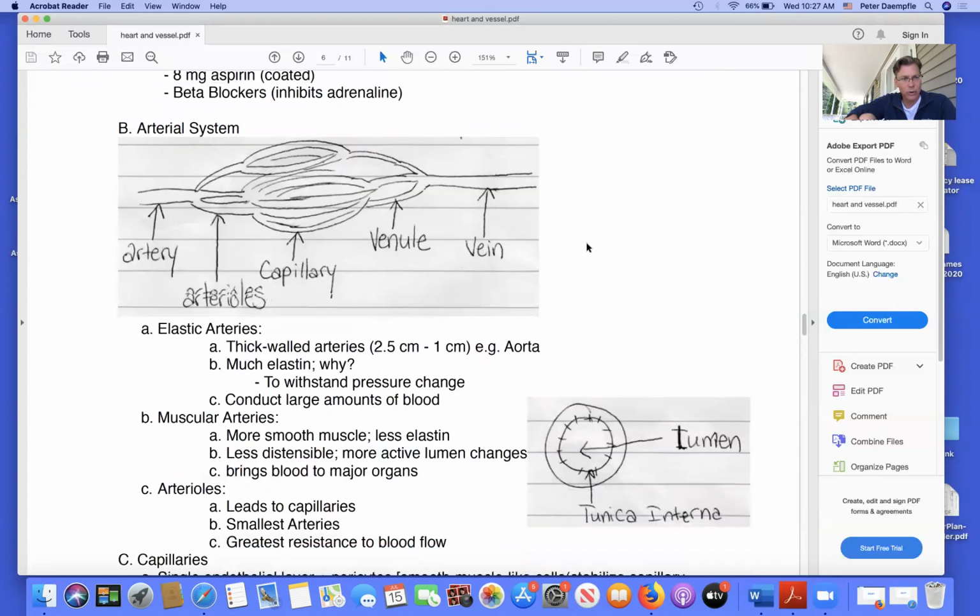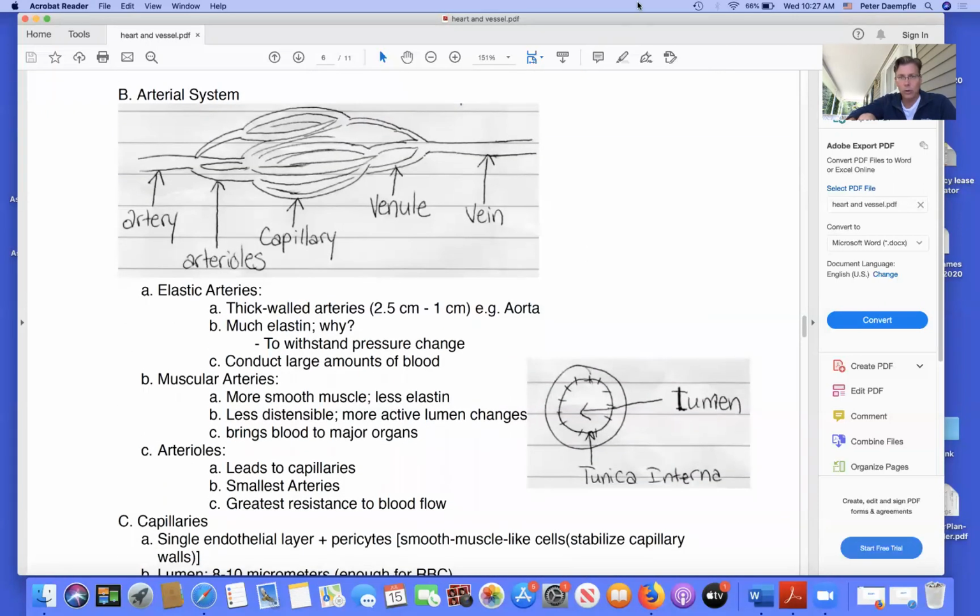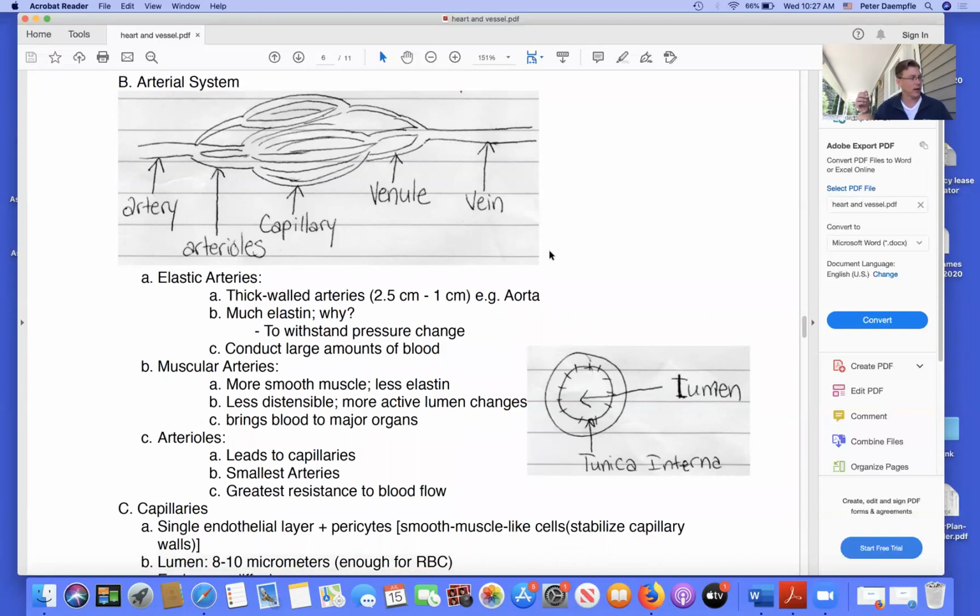And I like to start with the arterial system. So what is the arterial system? A for away. A for artery. A for blood going away from the heart. As we know, arteries carry oxygenated blood to all parts of the body through the systemic circuit. And the arterial system comprises three different types of arteries.